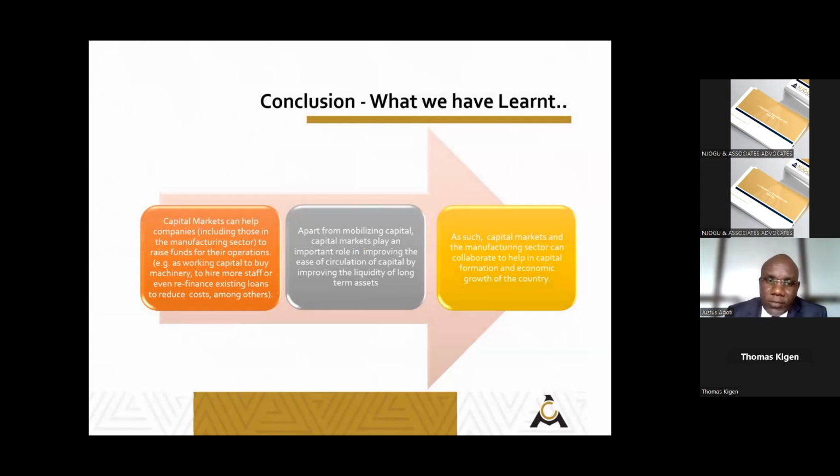So what is it that we have learned so far? We have determined that capital markets can help us to raise capital. They can also help us to access capital, depending on which side of the aisle you lie. And apart from mobilizing capital, capital markets play an important role to ease the circulation of capital by ensuring that there is liquidity, right? Liquidity here refers to the frequency at which funds are changing hands, yeah?